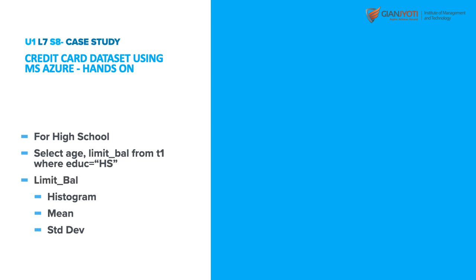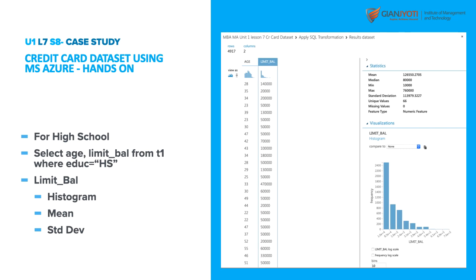So when I look at the limit balance, for the limit balance the mean is this, the median is this. If you see, this is an asymmetric curve, and the mean and the median are very far off. Here also you can see this is more like a bell curve, but this one is asymmetric. There are 4,917 rows in this case when I talk about the limit balance for high school.